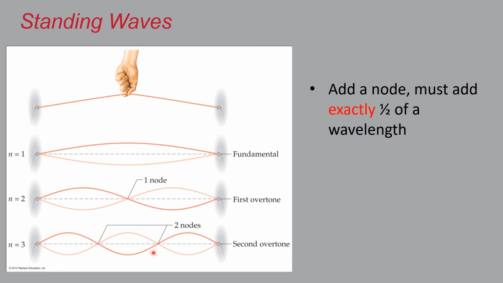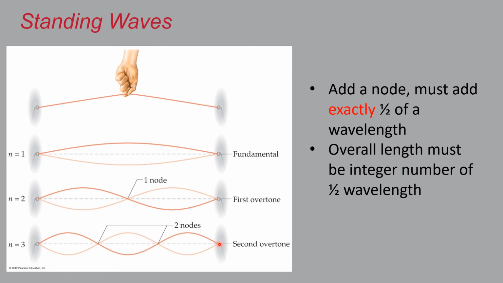This one here is 1.5 cycles, and so on and so forth. Now, for this to work out, a couple of criteria have to be met. The length over which the string is vibrating has to be exactly an integer number of half wavelengths. In this case, it is 1/2 of a wavelength, this is 2/2 of a wavelength, and this is 3/2 of a wavelength.